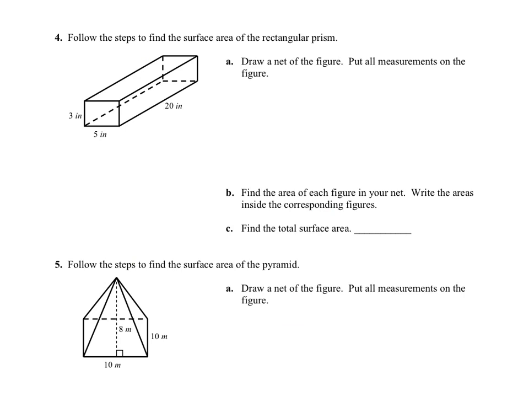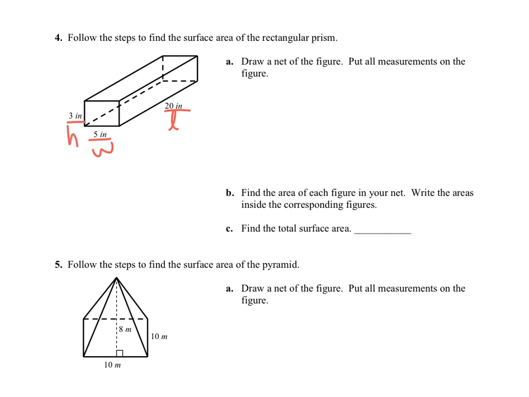Okay, so here we are with number 4. On number 4, it says follow the steps to find the surface area of the rectangular prism. So here you have your rectangular prism, and you've got the measurements. The measurement that's right here, the 5, I'm going to call that the width. 20, how far back it is, I'm going to call that the length. And how tall it is, that's going to be the height. So you've got your width, your length, and your height.